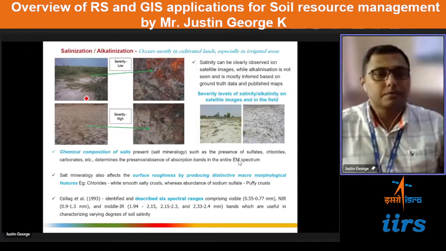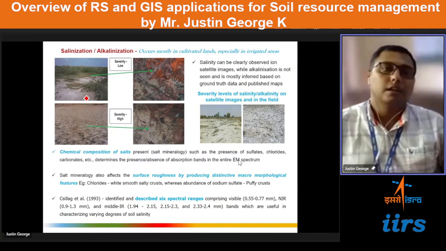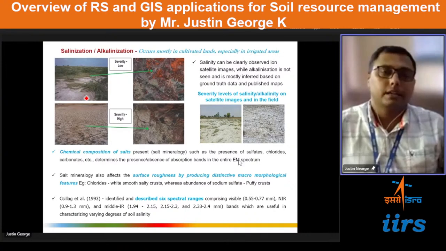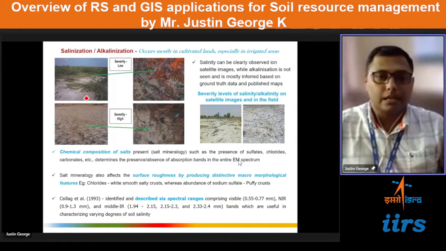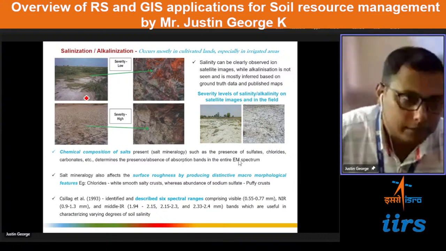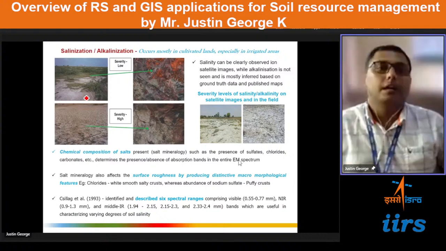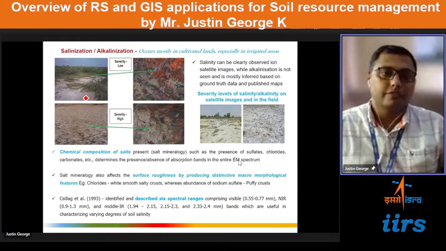And these are some photographs of areas affected by salinization as well as alkalinization. They mainly occur in cultivated lands, especially in the irrigated areas. The salinity can be clearly observed in satellite images, while the alkali, if the nature of the salt is alkali, that means the carbonates and bicarbonates of sodium are dominant, may not be seen very clearly. It is mostly inferred based on ground truth data, by collecting soil samples and their chemical analysis in the laboratory, as well as various published maps.